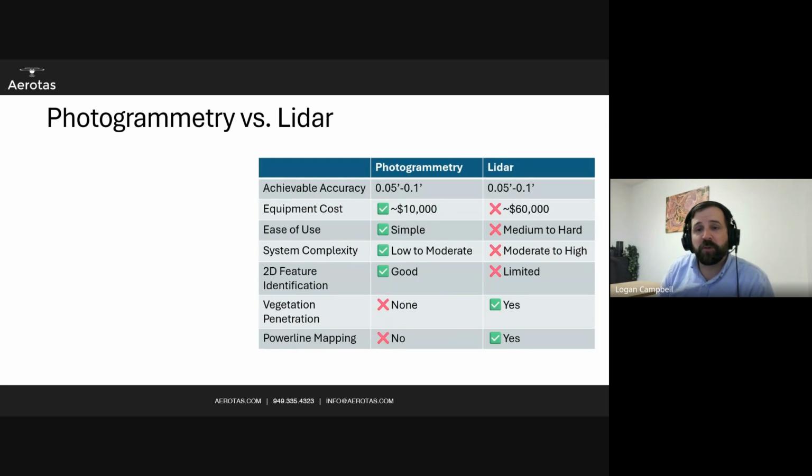Both photogrammetry and LiDAR have achievable accuracies between 5/100ths of a foot and 1/10 of a foot.